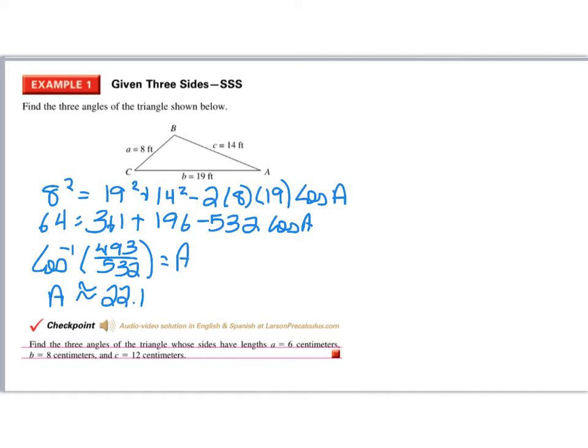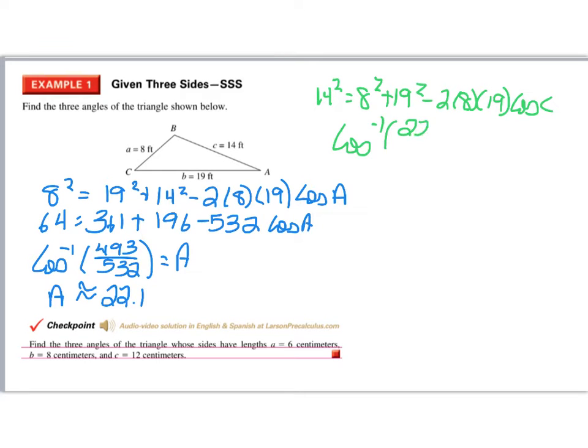Okay, so now let's do C. To do C, we want to do 14 squared equals 8 squared plus 19 squared minus 2 times 8 times 19 times the cosine of C. Again, going through and doing all of the math, we end up with the cosine inverse of 229 all over 304, which is going to be C. So then C is approximately 41.1 degrees.